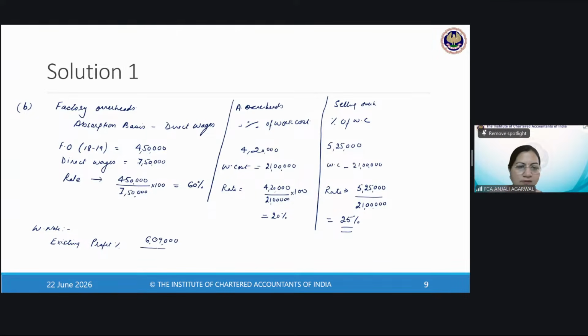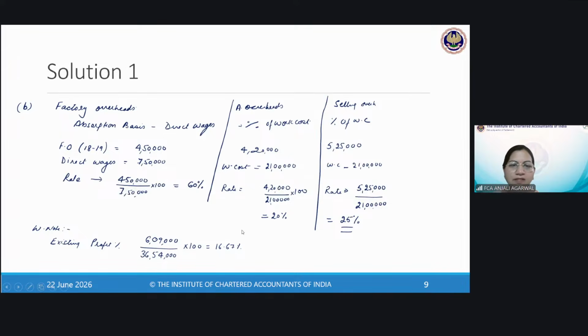6,19,000 on 36,54,000. If we calculate, I think it should come out to be 16.66%. Just check it out. So the profit is 16.67%.